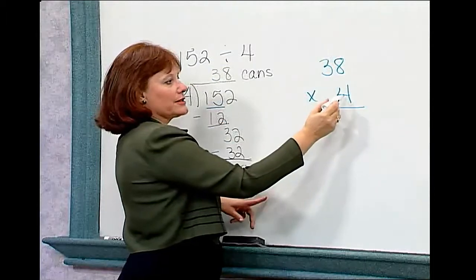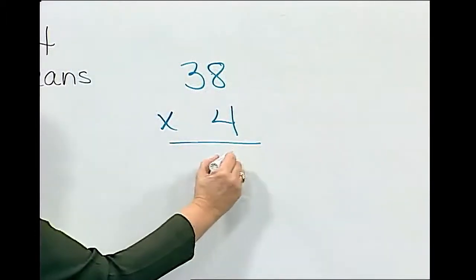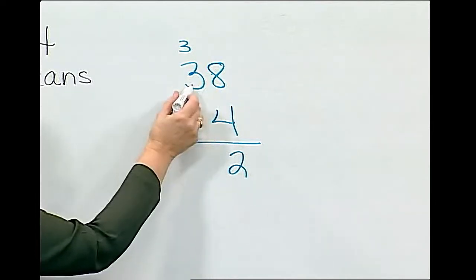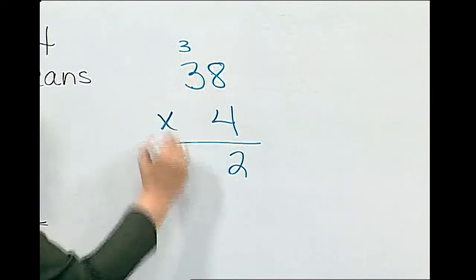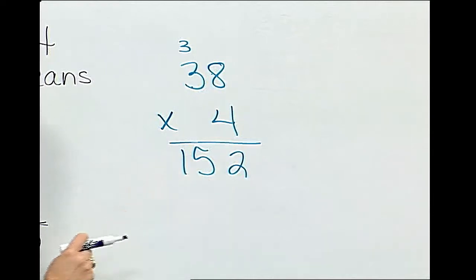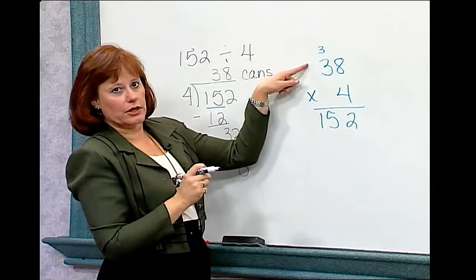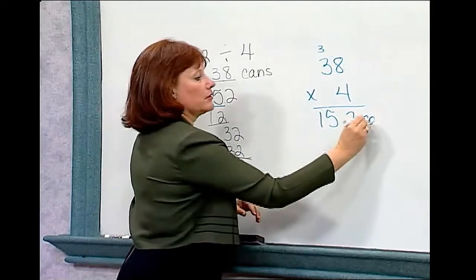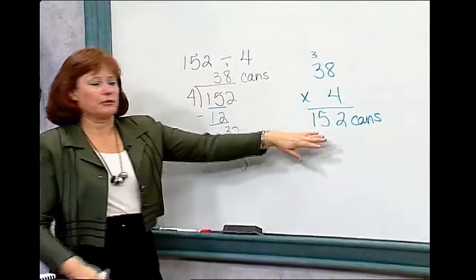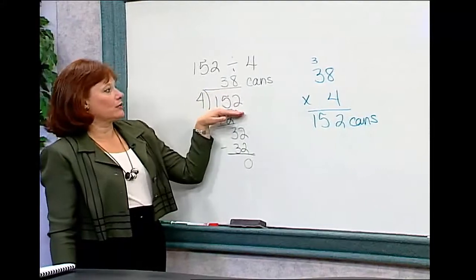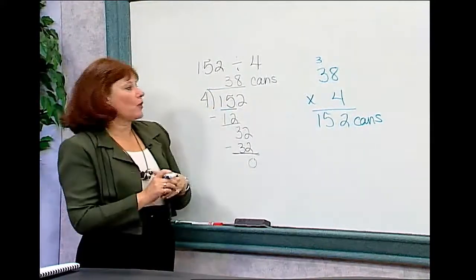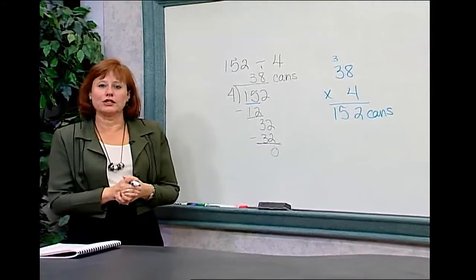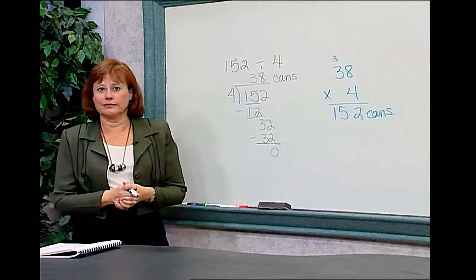When I multiply this, I'm going to take 4 times 8, which is 32, and carry the 3. 4 times 3 is 12, plus 3 is 15. So if each of 4 families was to get 38 cans of food, we would need 152 cans of food in all. And sure enough, 152 cans of food is exactly what I started with. So I know that 4 goes into 152 38 times, and each family will get 38 cans of food.